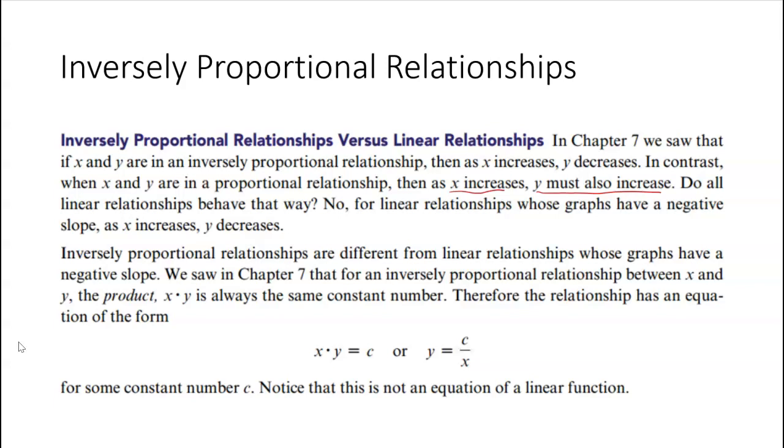For linear relationships whose graph has a negative slope, as x increases, y decreases, but inversely proportional relationships are different than just having a negative slope. So we're not talking about just having a negative slope here. The product xy is always going to be the same number. So when we say xy equals c, we can actually see that y equals c over x. This is not linear. So inversely proportional relationships are not just negative slope.